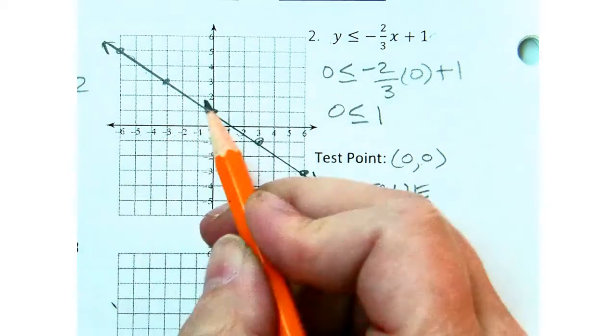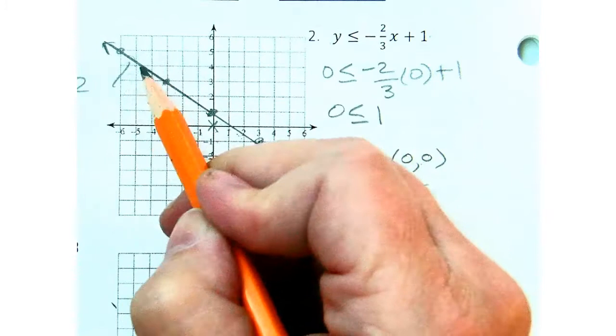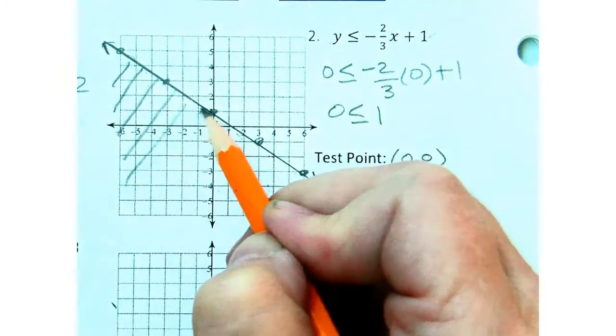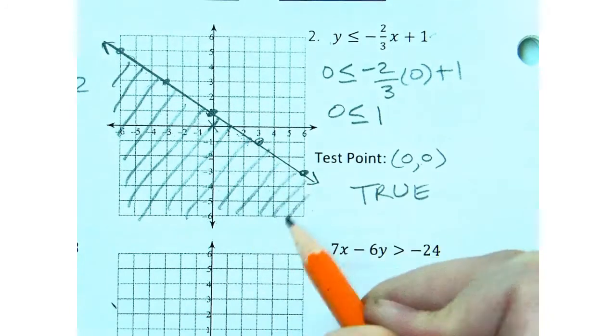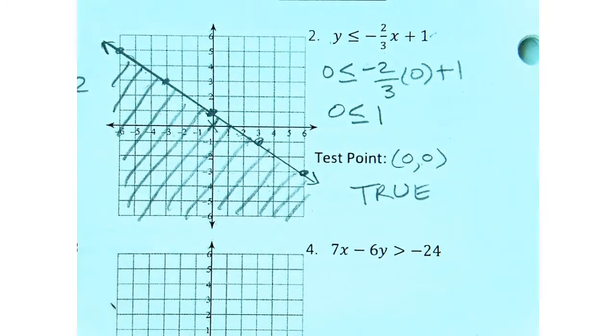This means that the side of the line that includes 0, 0 is the side where all the points make the inequality true. We shade this side of the line. Everything in the shaded portion of the graph makes the inequality true. The shaded portion is the solution set.